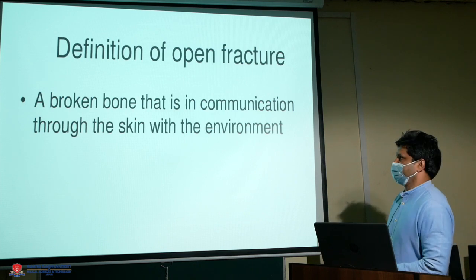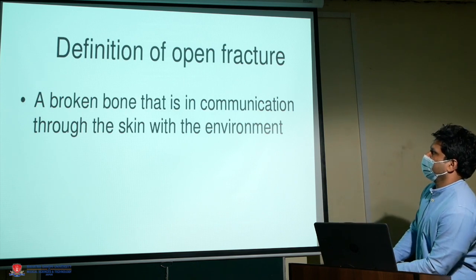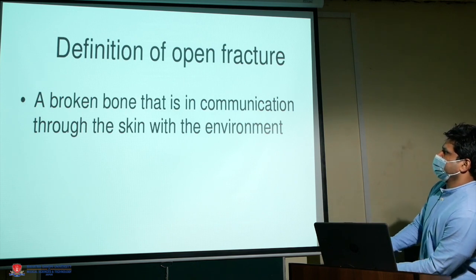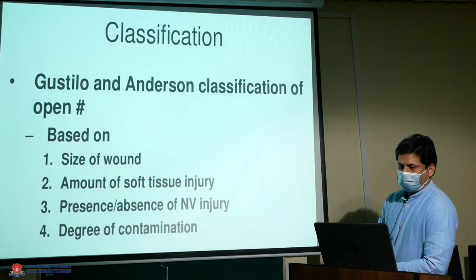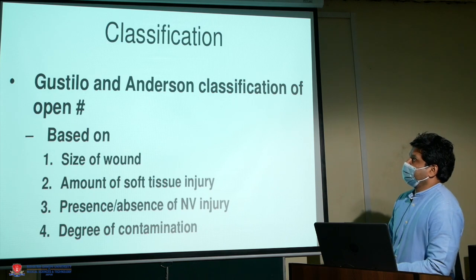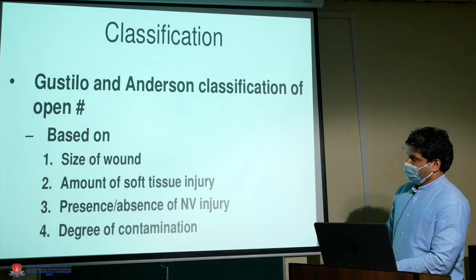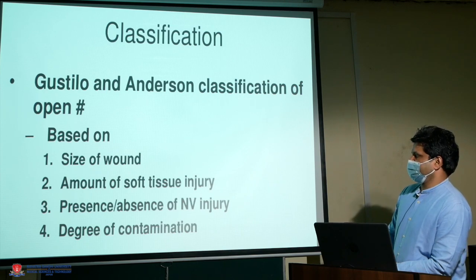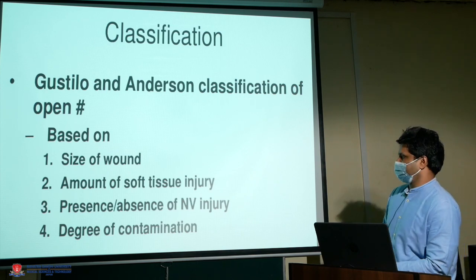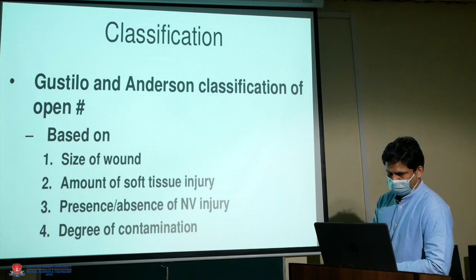So what is the definition of open fracture? A broken bone that is in communication through the skin with the environment. Okay. So it is classified by the Gustilo and Anderson. It is based on the size of the wound, the amount of the soft tissue injury, presence and absence of neurovascular injuries and degree of contamination.